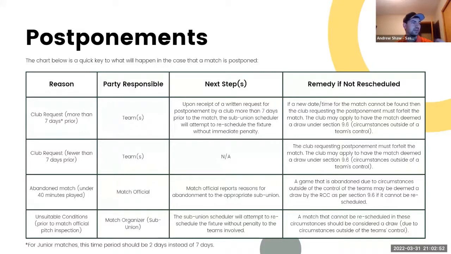Example number 2, a match official arrives at the pitch to find poor air quality, checks the air quality index, and determines that the air quality is too poor to go ahead with the match. For example, the sub-unit scheduler should attempt to reschedule the match, and if such is not possible, the game will be declared a draw. If 50 minutes of the match had been played before the match was abandoned, the result would stand as it was when the game was abandoned.